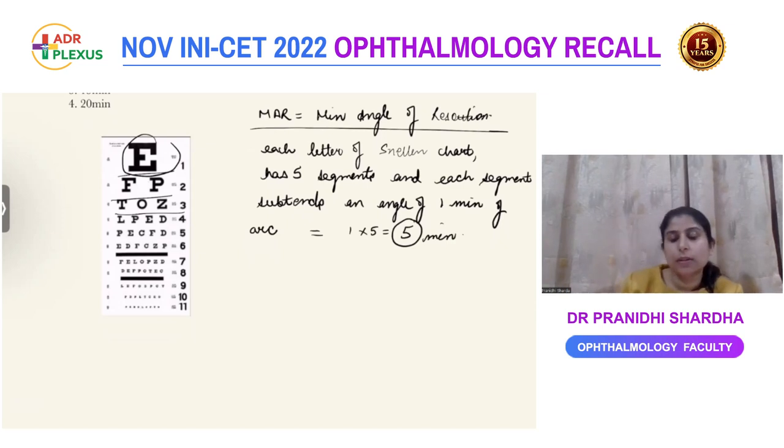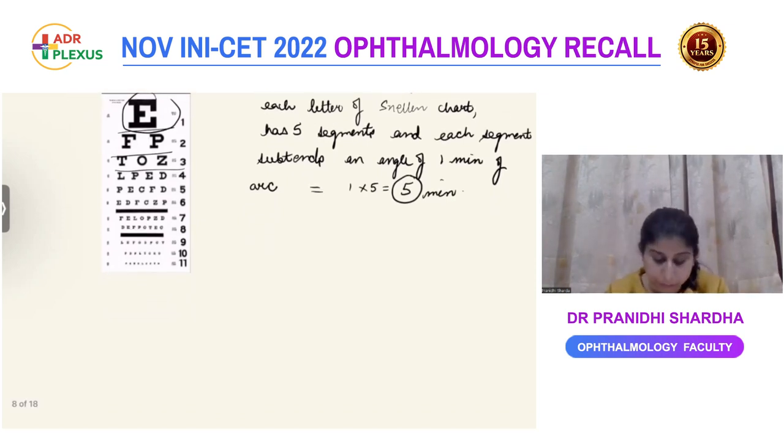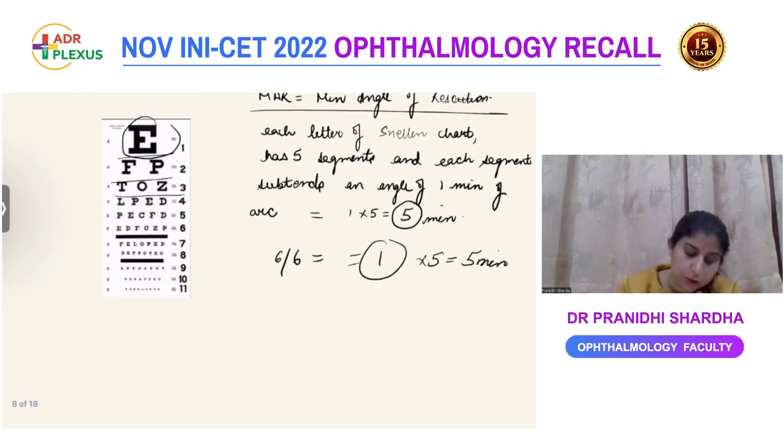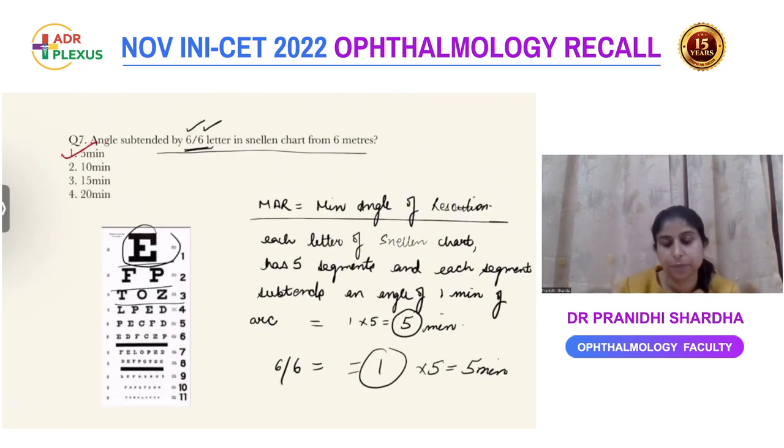Now to solve such questions, we simply have to reverse the visual acuity to know the angle subtended by each segment. In this question, the visual acuity given is 6/6. The reverse of it is 6/6, so the angle subtended by each segment is 1 minute. Total segments are 5, so 1 into 5 is 5 minutes. So the answer to this question becomes 5 minutes.